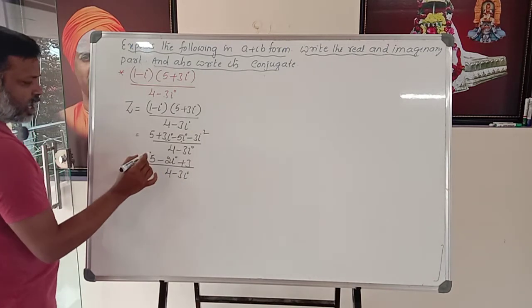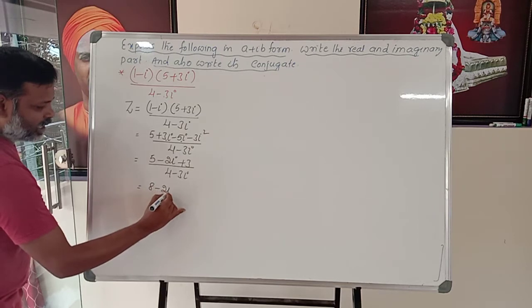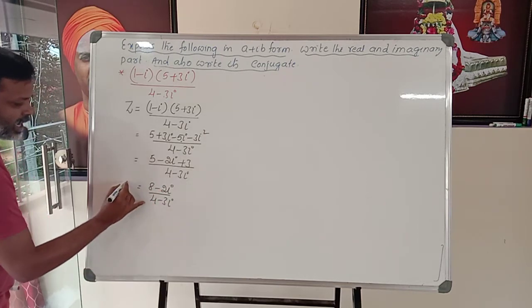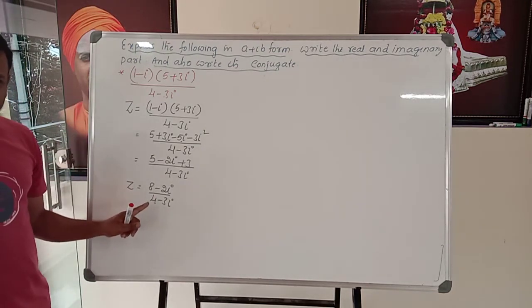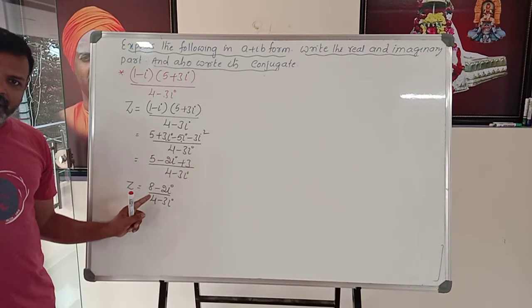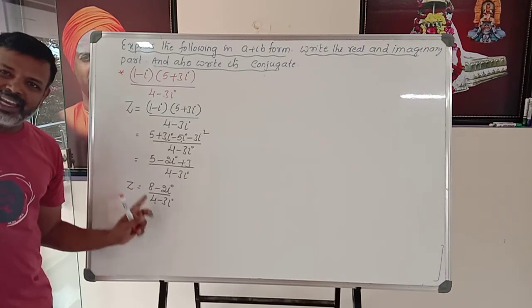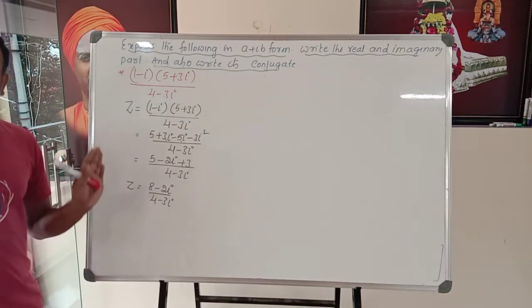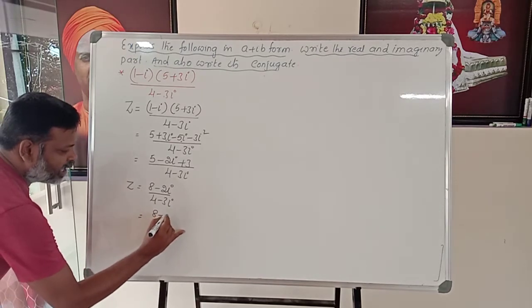So now 5 plus 3 is 8, minus 2i, divided by 4 minus 3i. The given problem has now come in this form: a complex number in the numerator, a complex number in the denominator, a division of complex numbers. What is the next stage here? Now we have to multiply and divide by the conjugate of the denominator. Tell me, children, how do we do it? That is equal to 8 minus 2i.